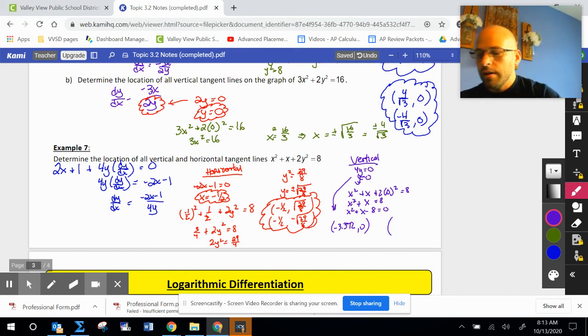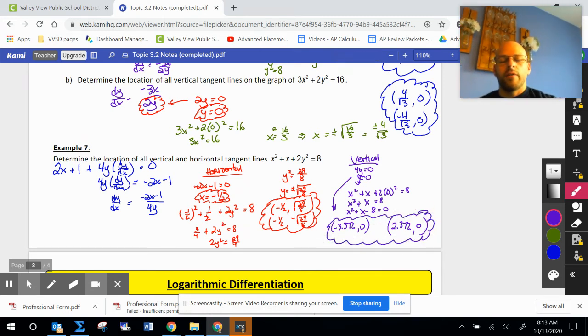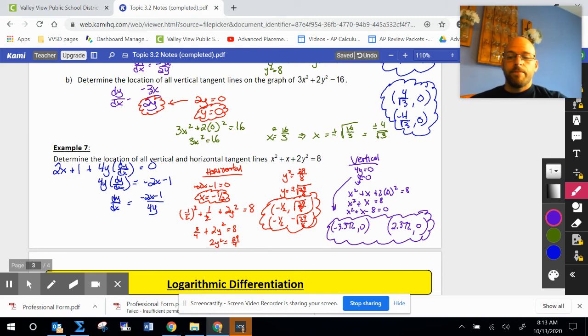And then the other value of where that quadratic will be 0 is going to be at 2.372, comma 0, always 3 decimal places. And this is the location of your vertical tangents. All right.